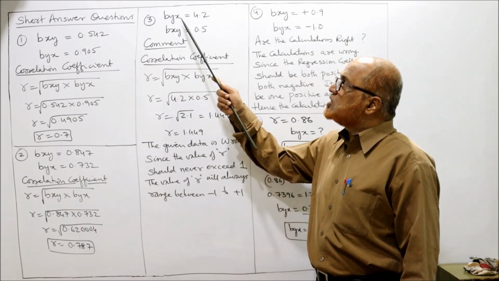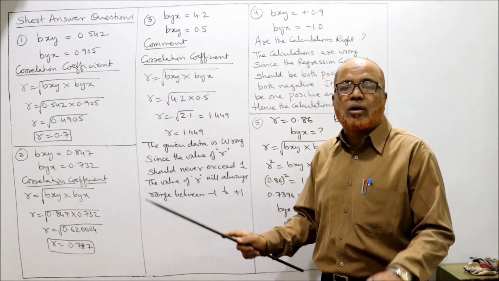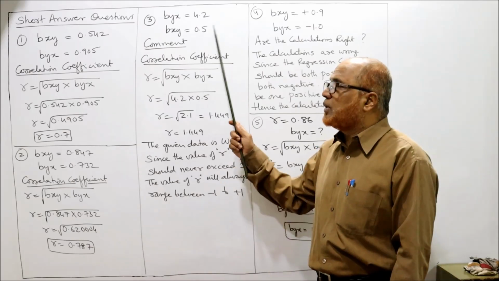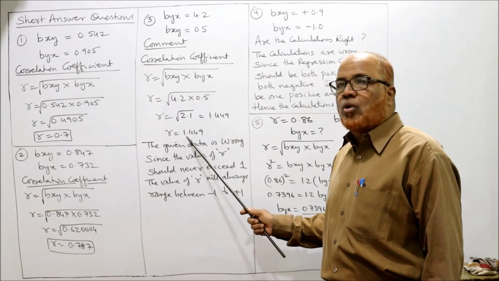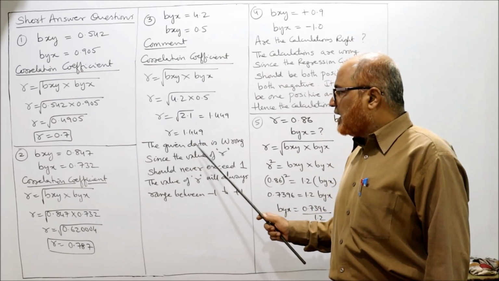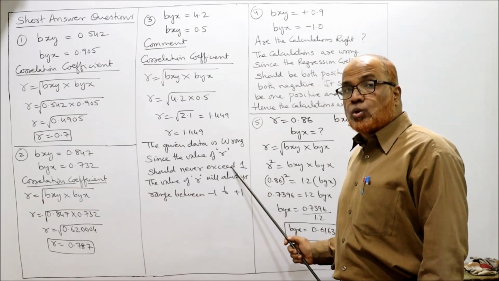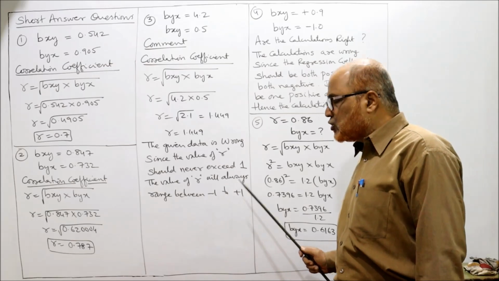So these calculations, byx 4.2 and byx 0.5, are wrong. The given statement that bxy 4.2, byx 0.5 is wrong, because by having that, we are getting correlation more than 1. So the given data is wrong, since the value of r should never exceed 1. The value of r will always range between -1 to +1.